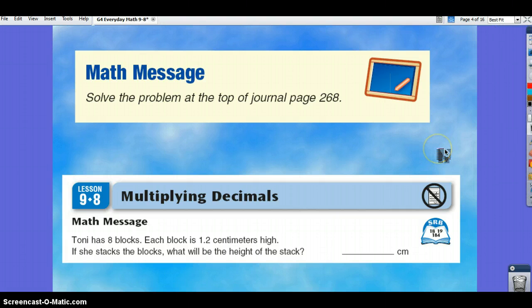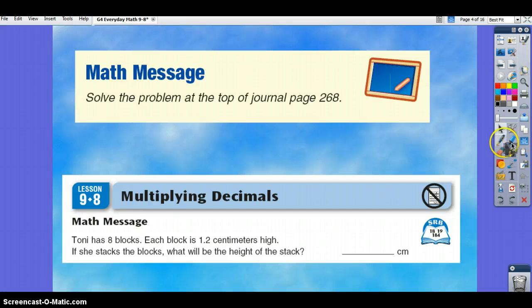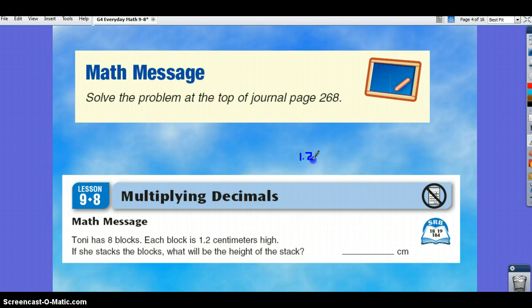Look at the top of journal page 268. It says Tony has 8 blocks. Each block is 1.2 centimeters high. If she stacks the blocks, what will the height of the stack be? Well, instead of adding 1.2 eight times, I would take 1.2 times 8. Now, if I took 8 times 2, that's 16. I'd carry my 1 and then do 8 times 1 is 8 plus 1 is 9. Well, I know 1 times 8 would only be 8. So it only makes sense my decimal point would go in one place.